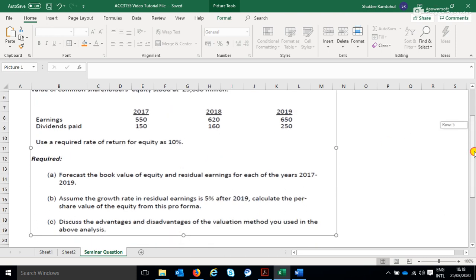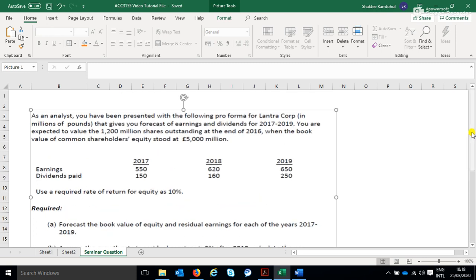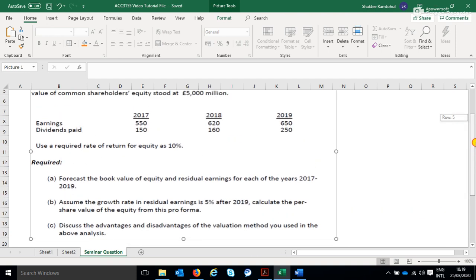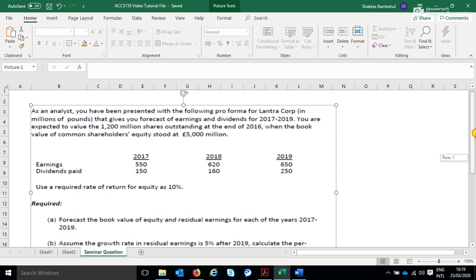Now, we are given a set of figures here, earnings and then dividend paid, and then we're told to use a required rate of return for equity of 10%. And we are told to forecast the book value of equity and residual earnings for each of the years 2017 to 2019. What I will do, as usual, is break down this lecture so that it doesn't become too long. For each video, we will try to answer each part of the requirements. Let's take on the first part.